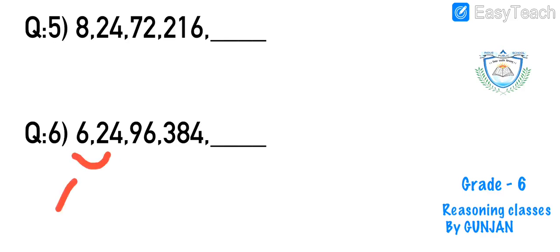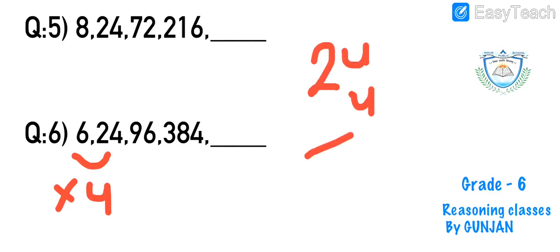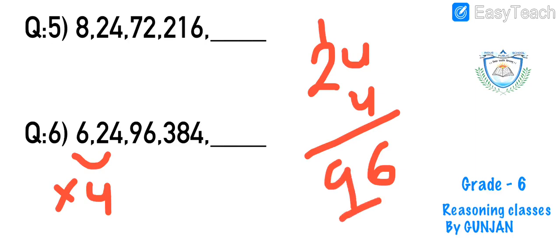Yes, you know, it's 4. Now check the next number. Whether if we multiply 24 by 4, do we get 96? 4 4s are 16, 4 2s are 8 plus 1, 9. Yes, when we are multiplying 24 by 4, we are getting 96.